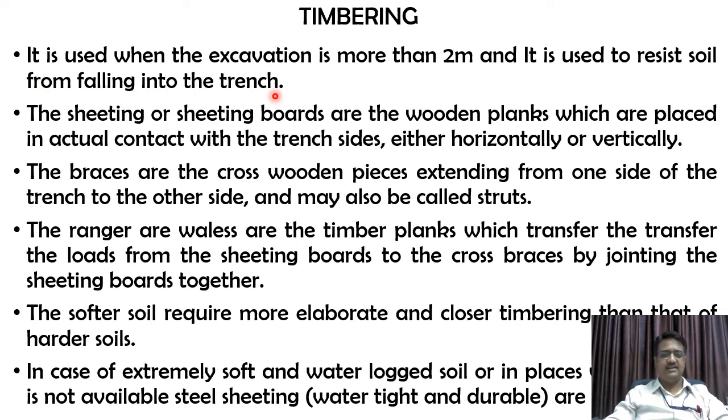So as I have explained in the previous slide, the sheeting or sheathing boards are the wooden planks which are placed in actual contact with the trench sides, either horizontally or vertically. The braces are the cross wooden pieces extending from one side of the trench to the other side, and may also be called struts. These braces are also called struts based on the places where they are used.